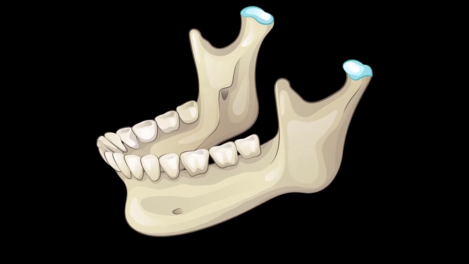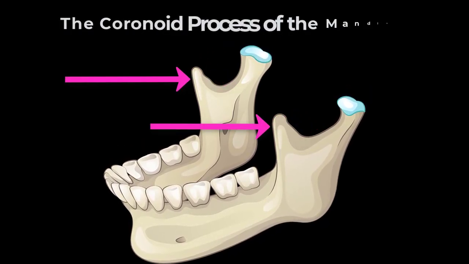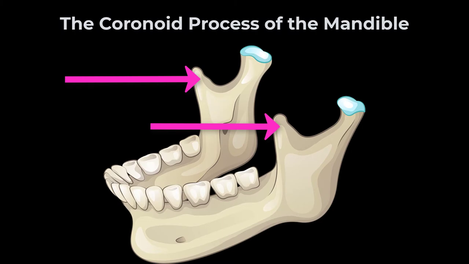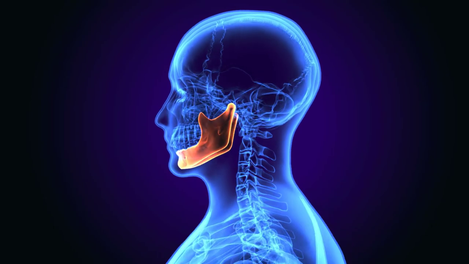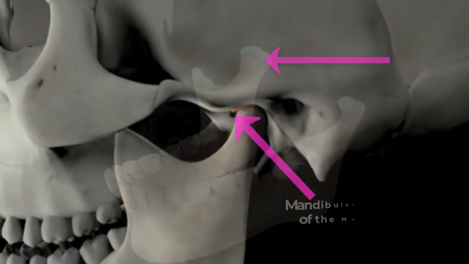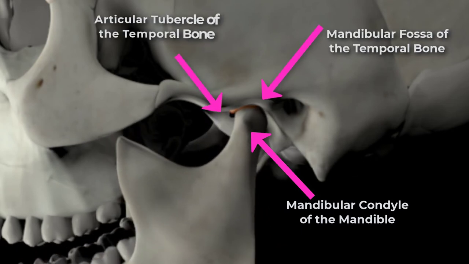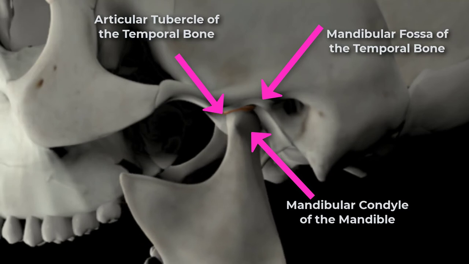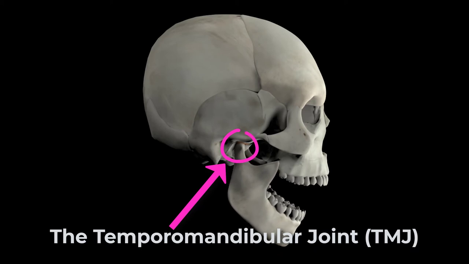The ramus on each side of the mandible has two upward-going bony projections. The more anterior projection is the flattened coronoid process of the mandible, which provides attachment sites for biting muscles. The posterior projection is the condylar process of the mandible, or mandibular condyle. The condyle of the mandible articulates or joins with the mandibular fossa and articular tubercle of the temporal bone. Together, these articulations form the temporomandibular joint, which allows for opening and closing of the mouth.